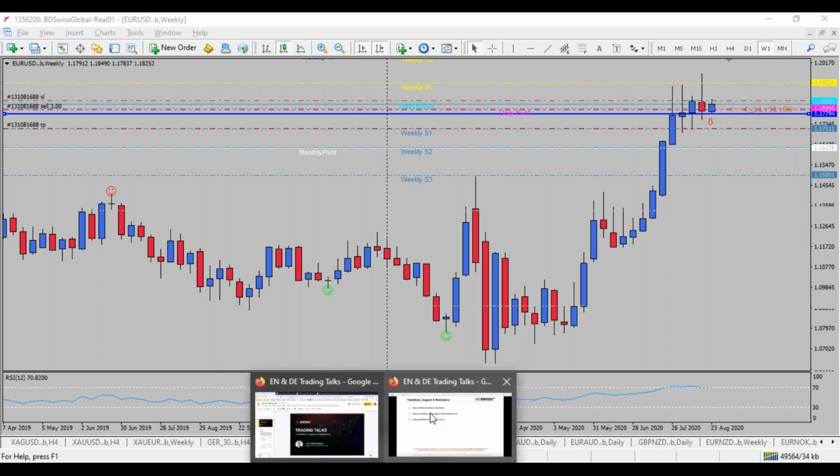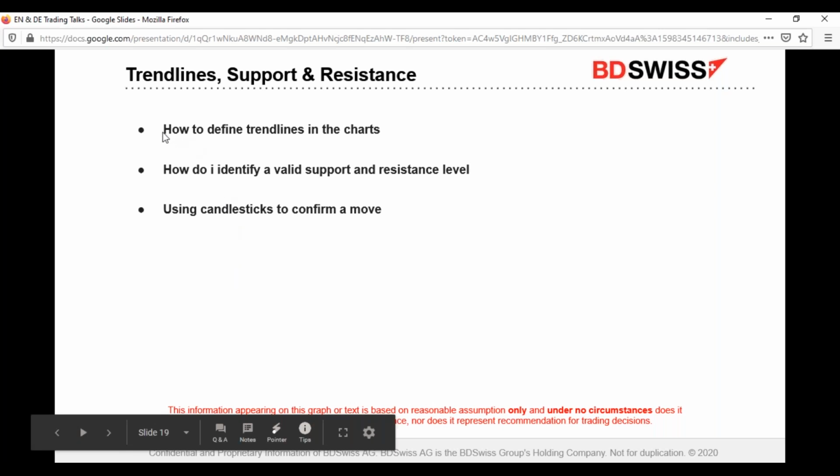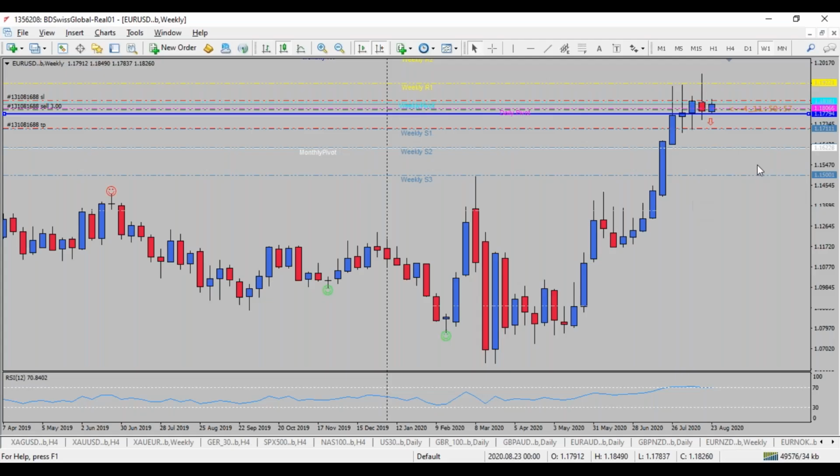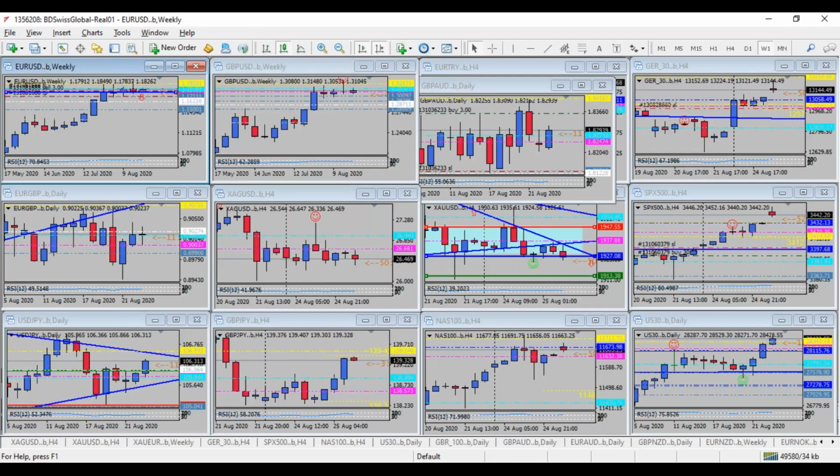So to confirm now, what have we done today? We defined trend lines in the charts. We found support and resistance areas and used candlesticks to confirm certain moves. Now let me go over a few trades and a few opportunities here in the markets as we see.